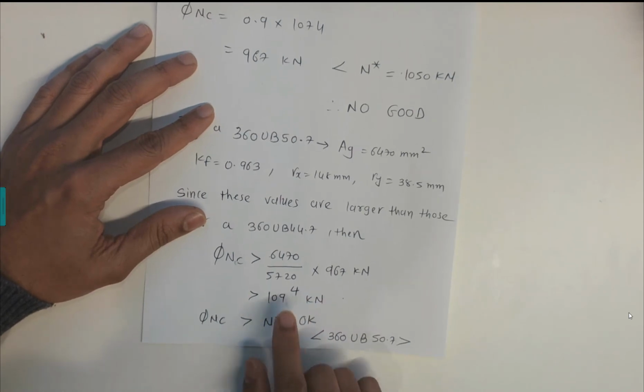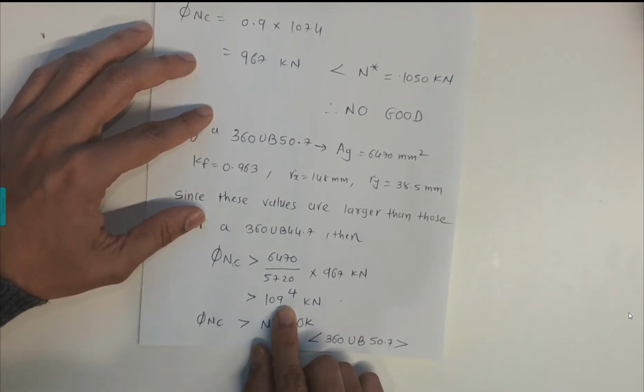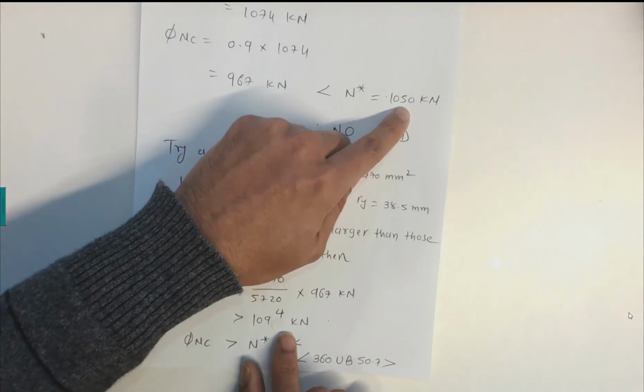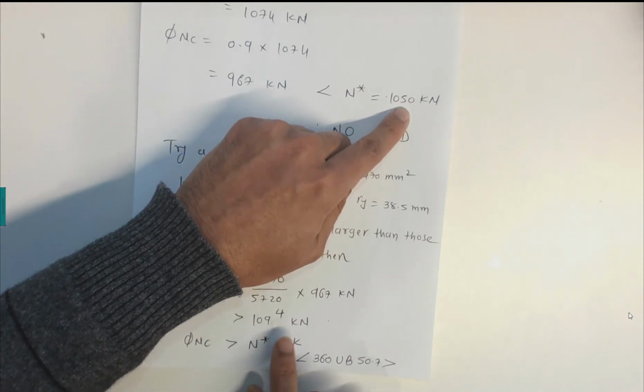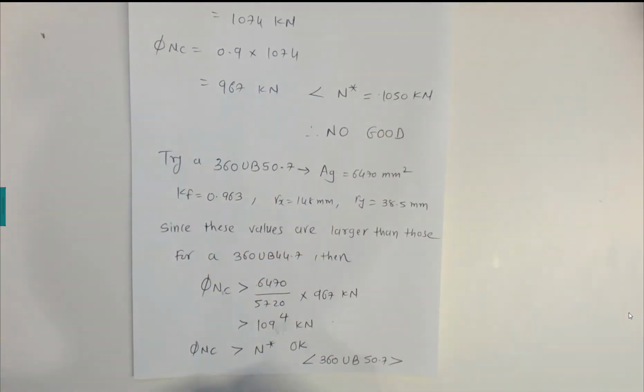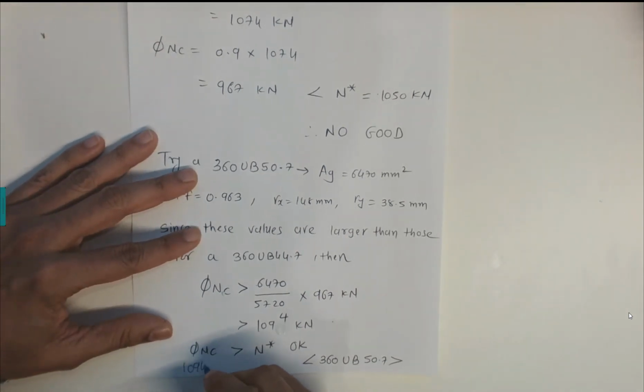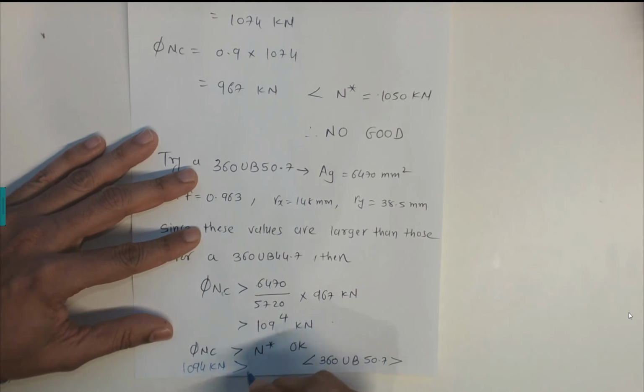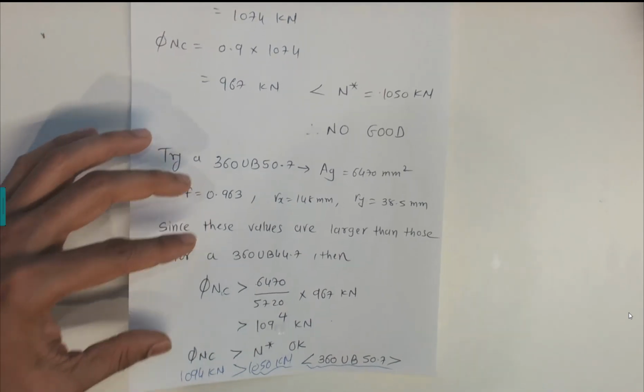Now we compare 1094 again against 1050. This 1094 kilonewtons is greater than the 1050 kilonewtons that we needed. So this 360 UB 50.7 is okay.